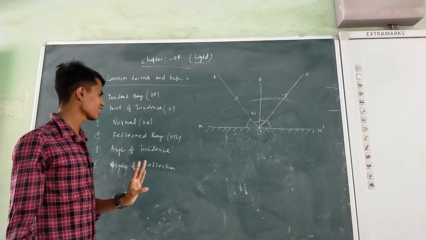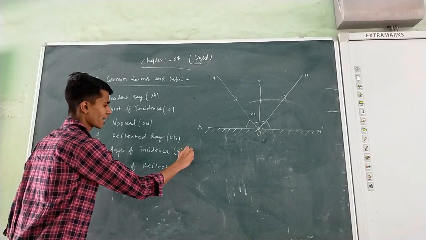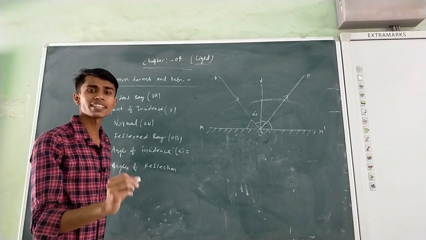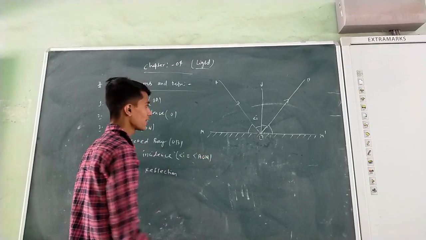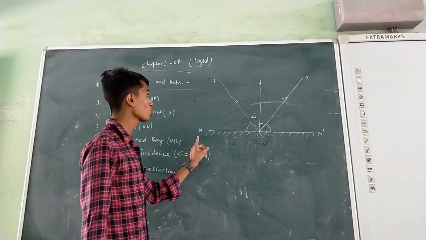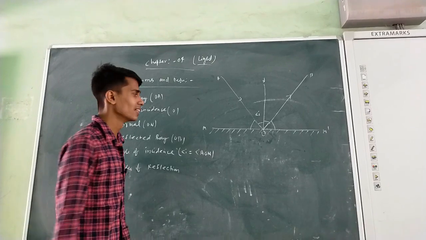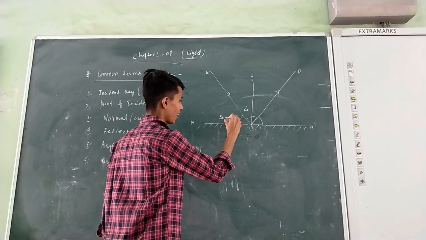Can you define angle of incidence? How to define angle of incidence? The angle between incident ray and normal is called angle of incidence. Here the angle of incidence will be angle AON. So what will be angle MOA? Tell. It will be 90 minus angle i.